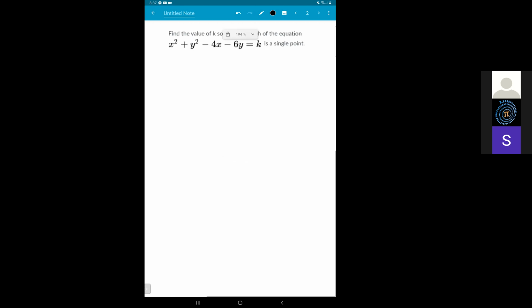Okay, here: find the value of k so that the graph of the equation x squared plus y squared minus 4x minus 6y equals k is a single point.